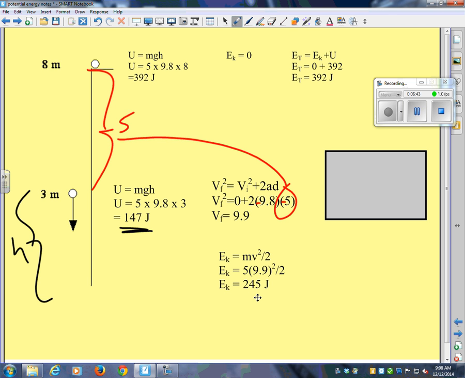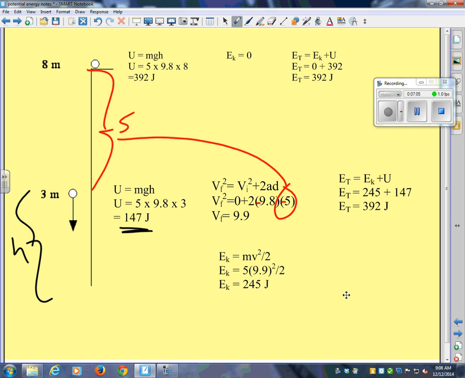Vf squared equals Vf squared, right? So you have to take the square root. The magic happens. Oh, there was a good question. To find the EK, couldn't we have just taken the 392 original potential energy? Oh, okay. Absolutely, my friend.